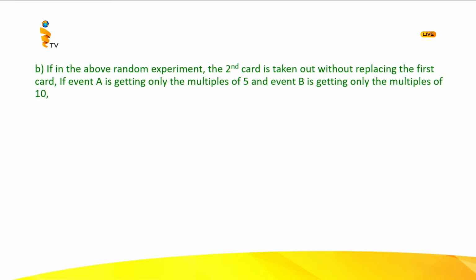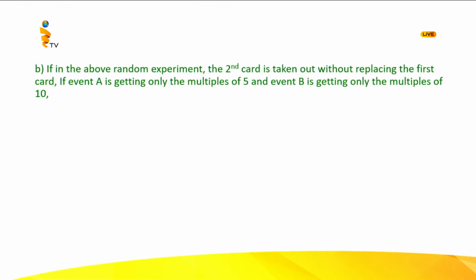Part B is, if in the above random experiment, the second card is taken out without replacing the first card, and event A is getting only the multiples of 5 and event B is getting only the multiples of 10. Now what do they say? You are not going to replace the first card and you are going to take the second card. So on the first occasion there will be 6 cards in the bag, and on the second occasion there will be only 5 cards inside the bag.